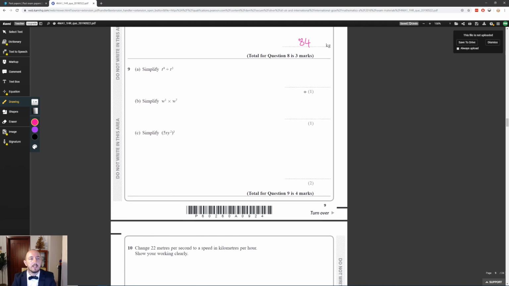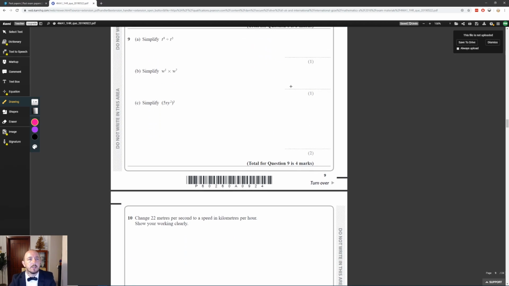Okay. Question 9, we have some algebra. T to the power of 9 divided by t cubed. We're going to subtract the powers to get t to the power of 6. We're going to add the powers for question B to get w to the power of 12. And then when we have the brackets, we're going to do each of these separately. So 5x cubed and y squared cubed, like that, to give us 125x cubed y to the 6, because we multiplied those 2 powers there.